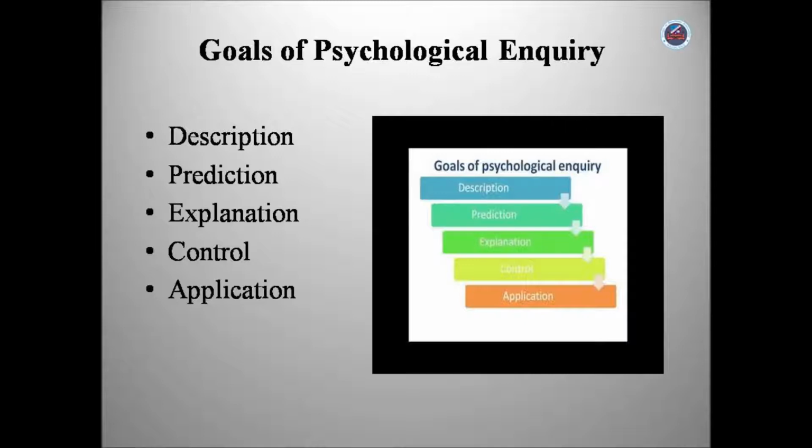Then the last one is the application. Application is the final goal in scientific inquiry. It brings positive changes in the lives of the people. So normally all the researchers do psychological inquiry in order to bring changes or to bring solutions to a given problem in various settings in which the quality of life will change. So this is all about the goals of psychological inquiry.